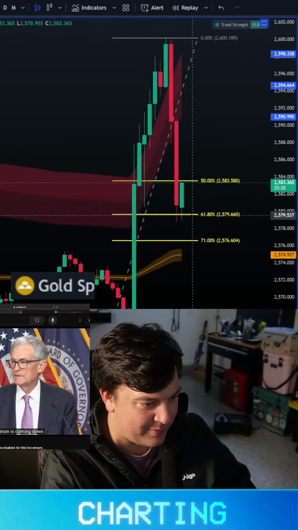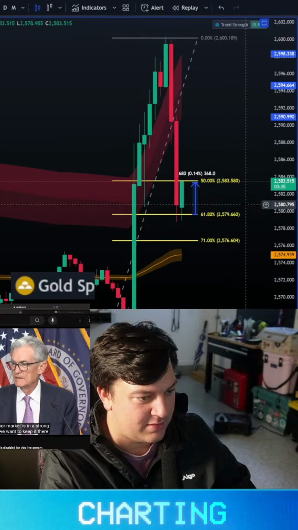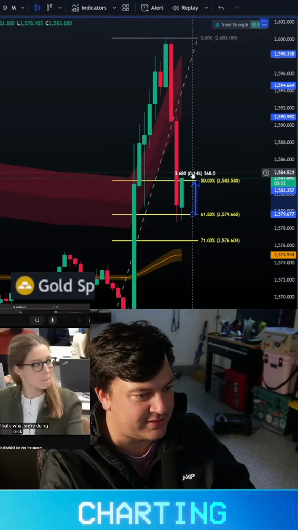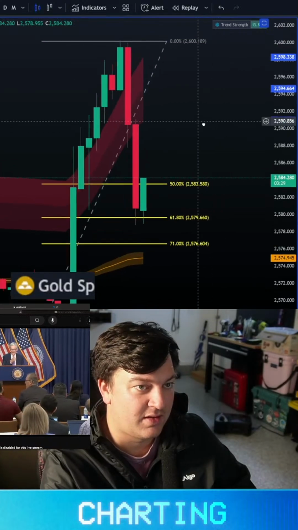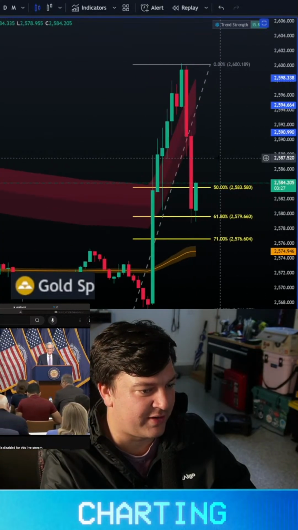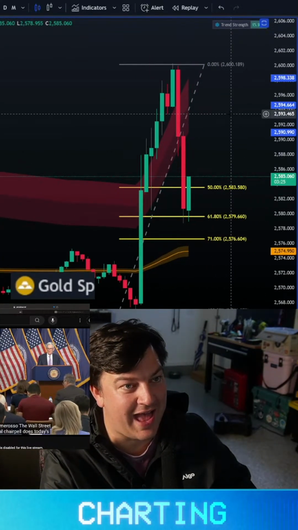There's your nice little bounce. We wanna keep it scalpy there. That's what we're doing. $3, $3.50, 368 pips. Sorry, Nick. Pretty good. There's your mega bounce. Whoever had that 618 right there. You trade that?